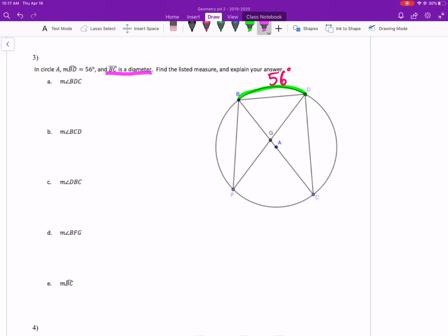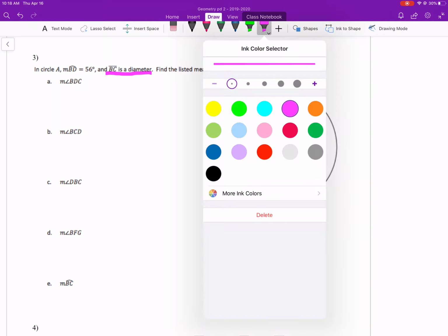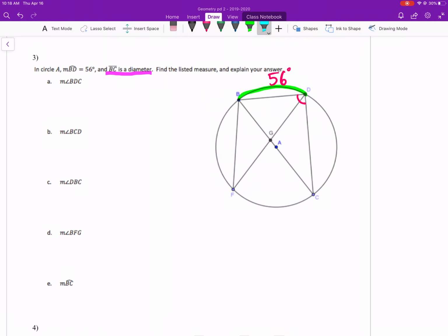So we got to find 5 angles here. All right, let's see what they ask us for first. The measure of angle BDC, which is right here. So we got to be thinking, what type of angle is that? It's an angle that's formed on the circle, right? It's an inscribed angle, so it's equal to half the intercepted arc.